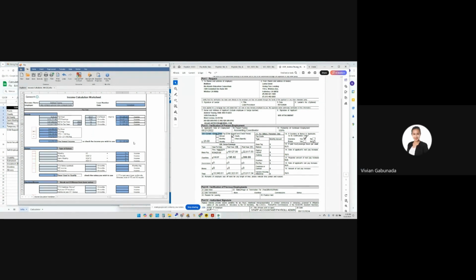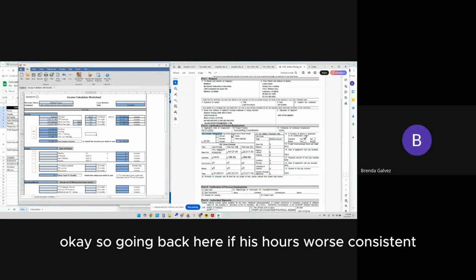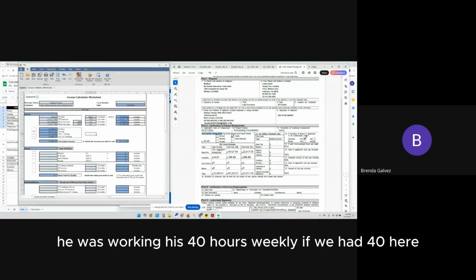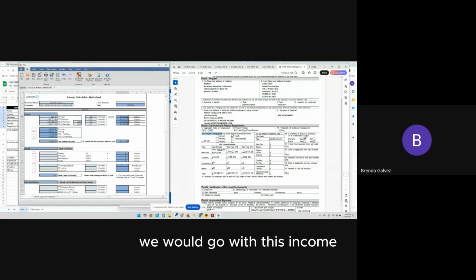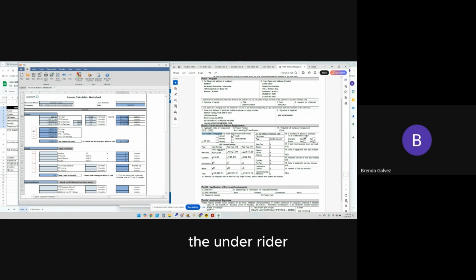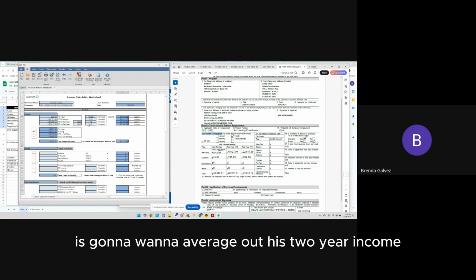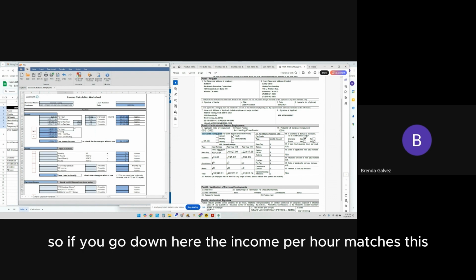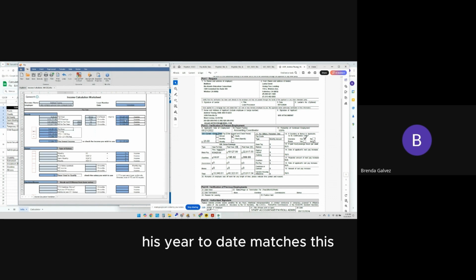Yes. Okay. So going back here, if his hours were consistent, he was working his 40 hours weekly. If we had 40 here, we would go with this income because his hours are steady. He's getting his 40 hours, but because his income is varying a little bit, the underwriter is going to want to average out his 2-year income. So if you go down here, the income per hour matches this, his year to date matches this, his year to date plus 1 year W-2 gives us this amount, and his year to date plus 2 years W-2. So averaging out year to date and the 2 years W-2, we get this income.